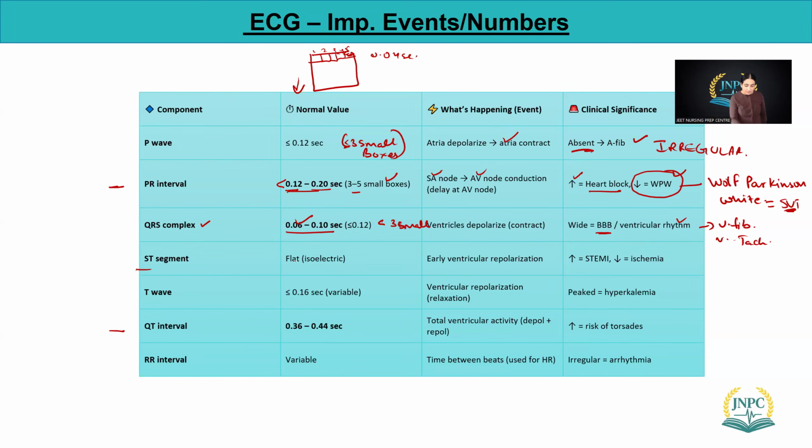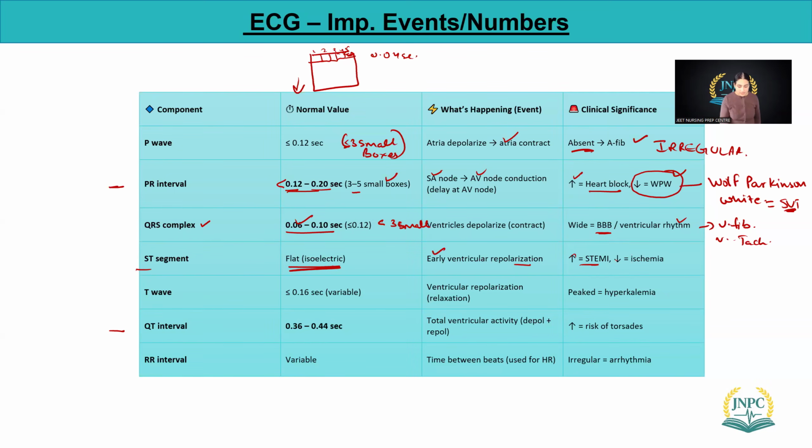And then the ST segment, as I said, is when that flat line is there. This is called early ventricular relaxation or repolarization. If that area is elevated, STEMI. If it is down, maybe think about other types of angina.